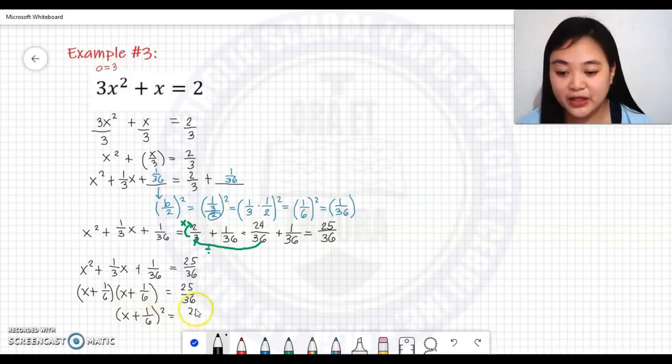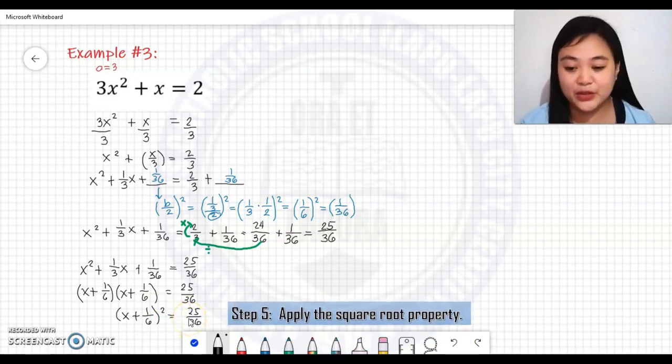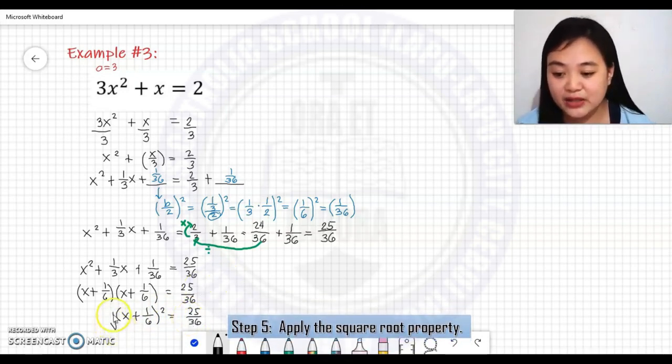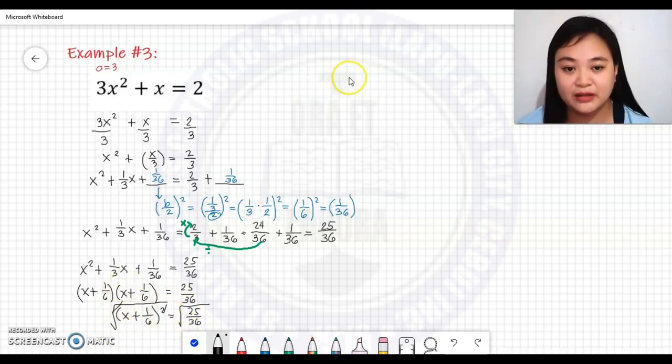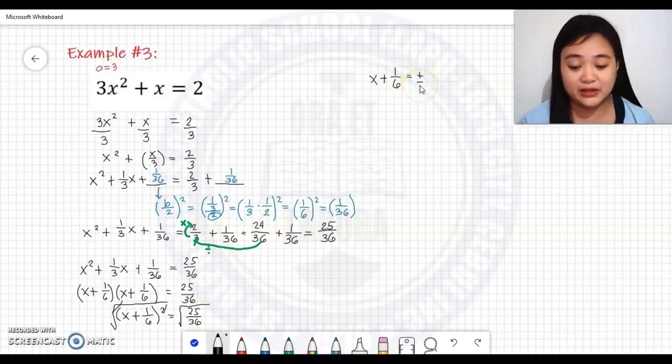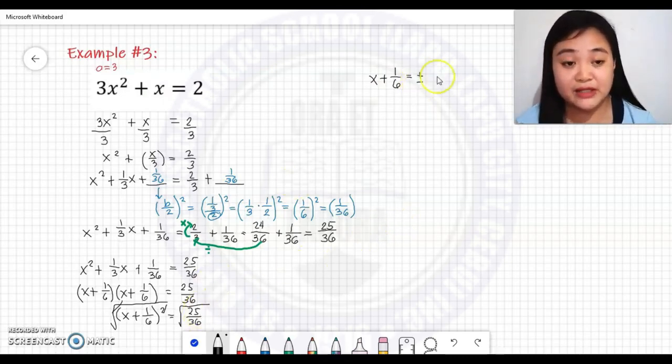equals 25 over 36. Now we're going to use the square root property, which means we're going to extract the square root. Extract the square root, cancel the square, so it will become, I will have it here, class, I hope you are still following, x plus 1 over 6 equals positive, negative. Always remember, if we're going to extract the square root, the answer will be positive and negative. Square root of 25, that is 5, over square root of 36, that is 6.